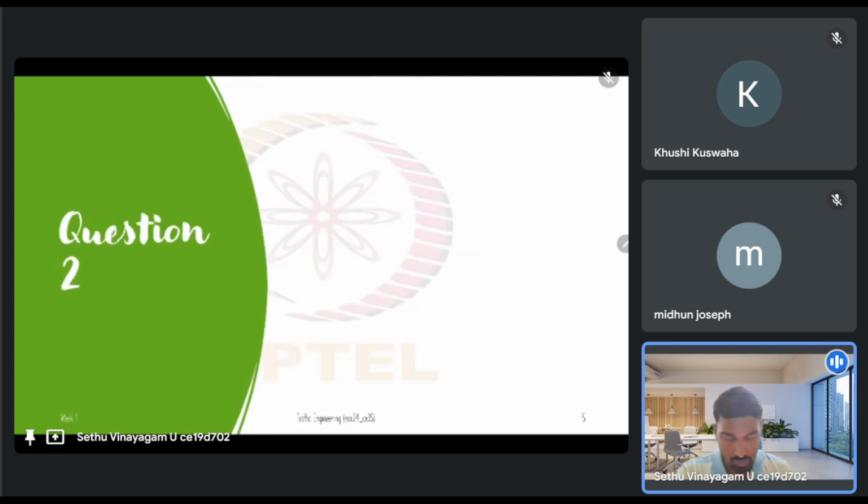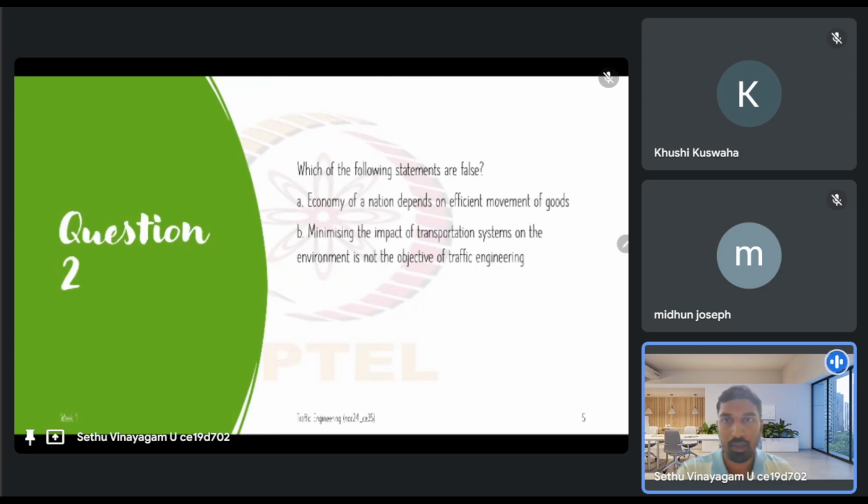Okay, question number 2 is which of the following statements are false? Option A is economy of a nation depends on efficient movement of goods. Option B is minimizing the impact of transportation systems on the environment is not the objective of traffic engineering. C is providing safety and efficiency is a complex job in multimodal systems. And D is transportation demand is not a derived demand.